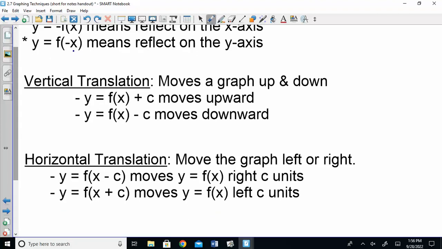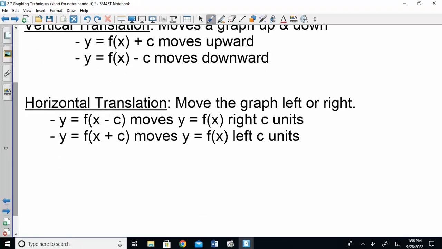Adding and subtracting, outside is y and it does what it says. So if you add to your y, it moves it up. If you subtract from your y, it moves it down. Inside, when you add and subtract, it does the opposite. So when you add, it will move it in the negative direction. It'll move it to the left. When you subtract, it moves it in the positive direction. It moves it to the right.